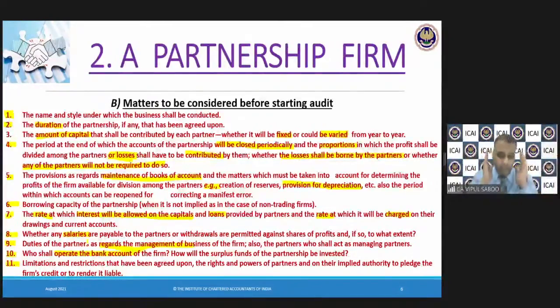So they write the deed for the first time. If anything is left, or they want to make any additions to it, they can always write a supplementary deed. For the points which they want to add, they can annex it, attach it to the main partnership deed, right? Limitations and restrictions, agreed upon rights and powers of partners. So these are all the points. If you take up the partnership deed, you will find it over there.